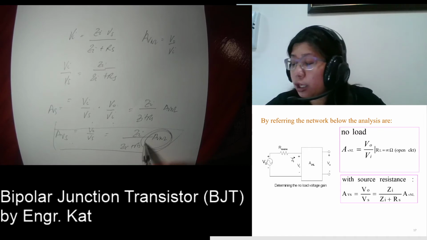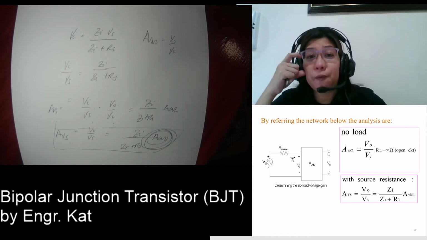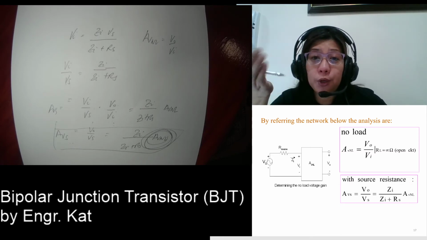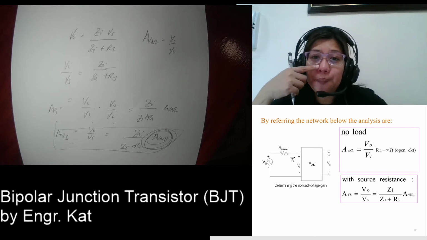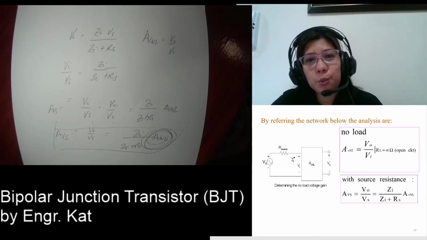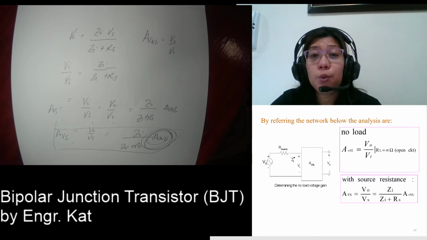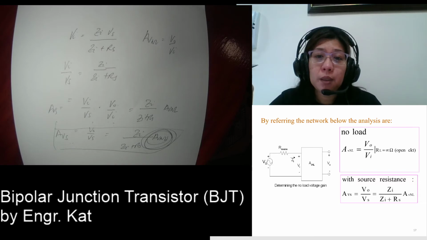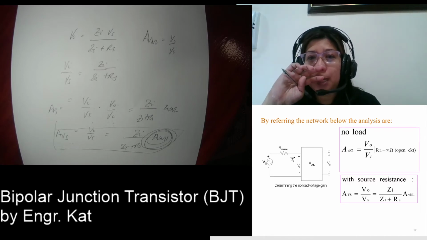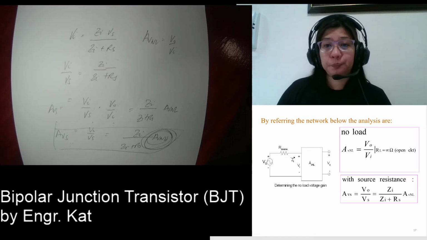Because the no load voltage gain is usually the one which is given in the specification of your amplifier. When your transistor is being manufactured, they do not know what the user will use as a load. So it doesn't know where you are going to make use of that amplifier circuit or that transistor, so we don't know the gain yet. If you already know the purpose or the application of your transistor, then you will be placing a load. So usually the no load voltage gain is given.